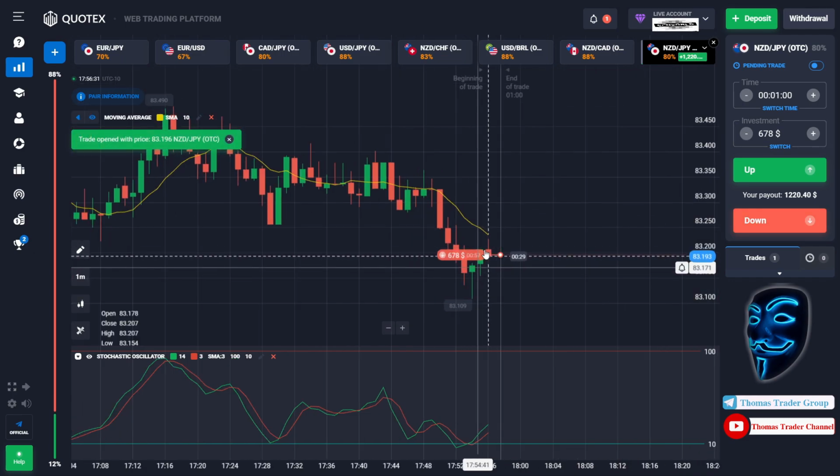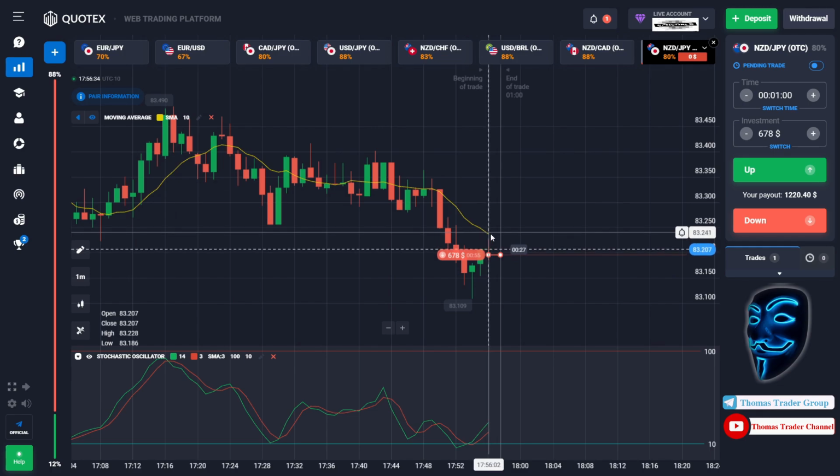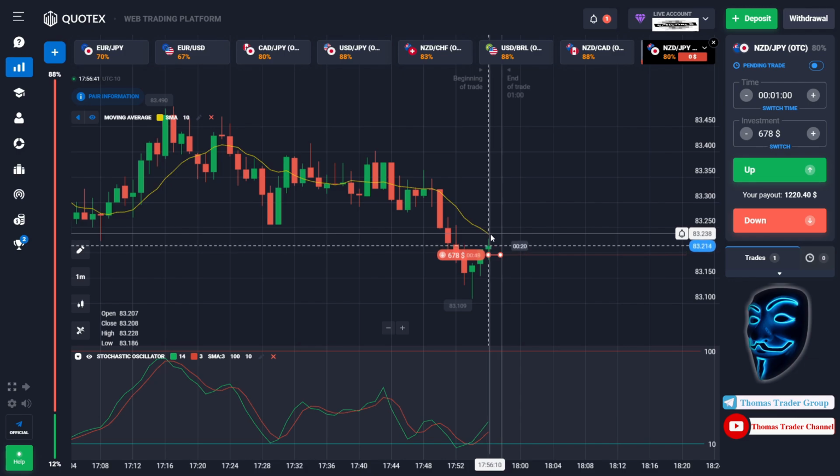Like what I've said before, after the market makes a correction to the moving average line, it will make a rebound and it will continue the bearish trend. Let's prove it and wait till the end of our trade.